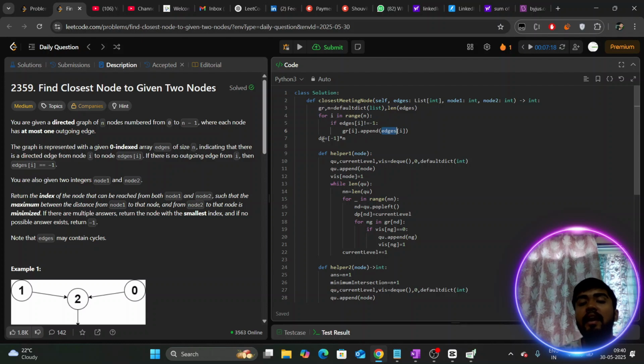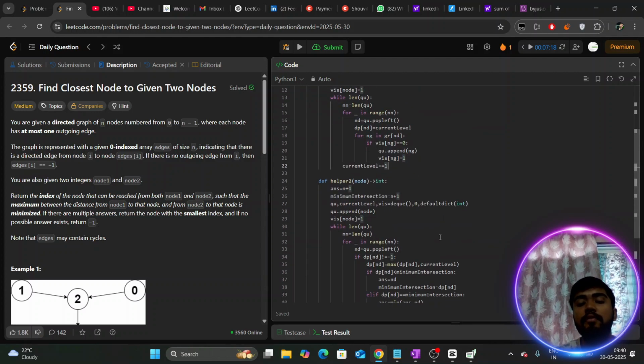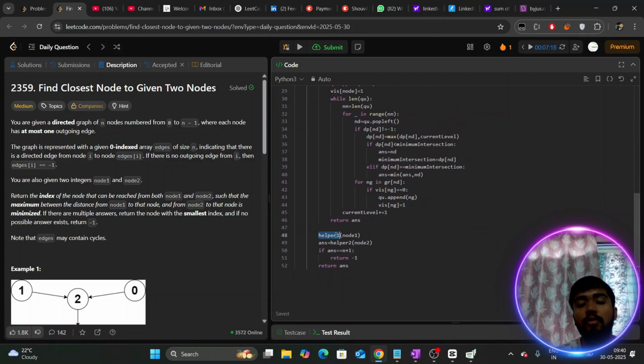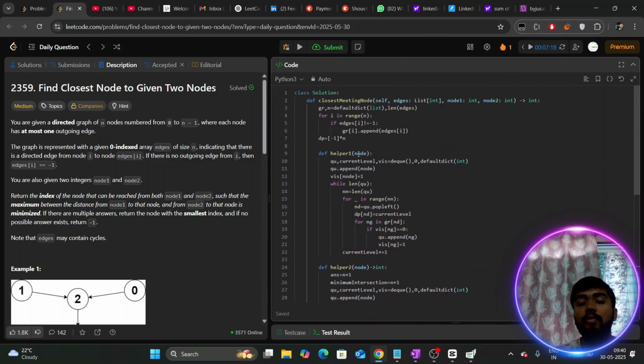Agree? Simple things. Now we have initialized our dp to be -1 times n, and we are making a helper call. First, helper 1 we will invoke with node 1, which we have already discussed. Now queue, current level, visited, that we follow in all of our videos. Queue is a deque, current level is 0, because that is the node where we start our BFS, and visited is a defaultdict of int. I am pushing my current node to the queue and marking it as visited.